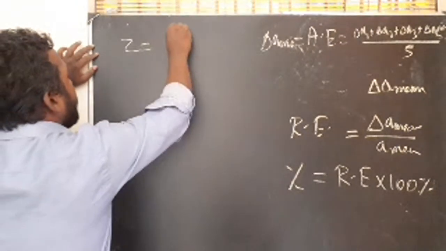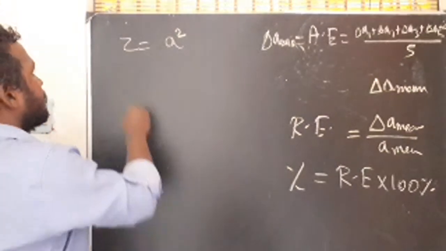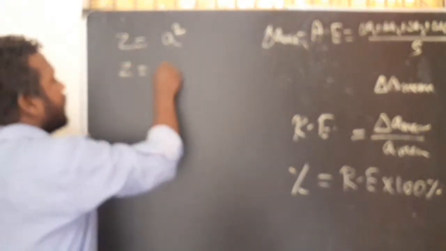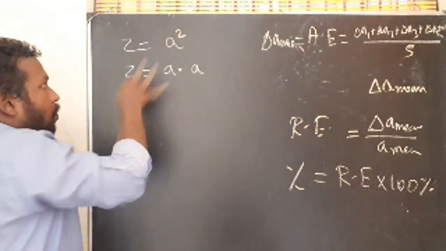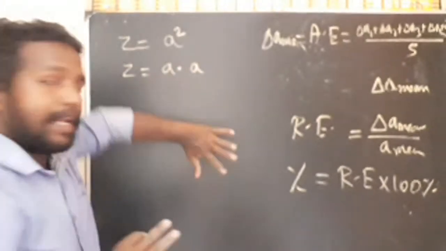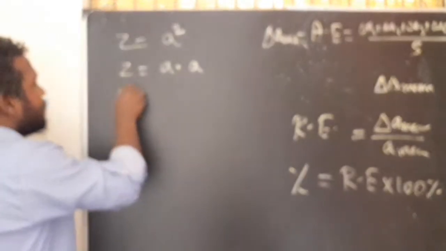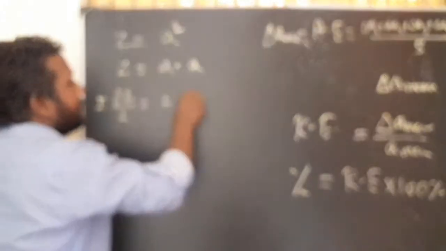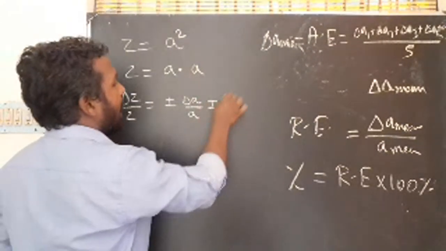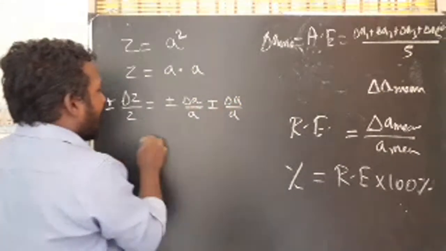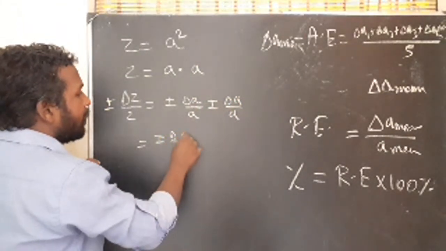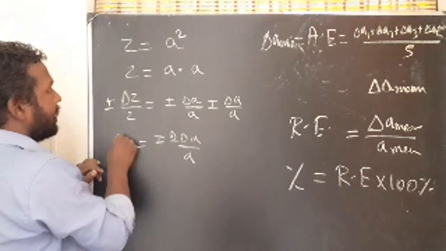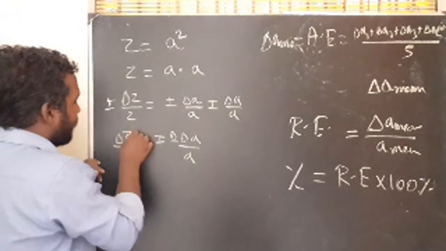We have z is equal to a square. How can I do this? A square we can write as a into a. Total error I am going to do. Z has an error, a has a separate error. So del z by z, the error of the total value, is equal to plus or minus del a by a. In multiplication you should add the errors, del a by a again. Adding these two, it's plus or minus 2 times del a by a.